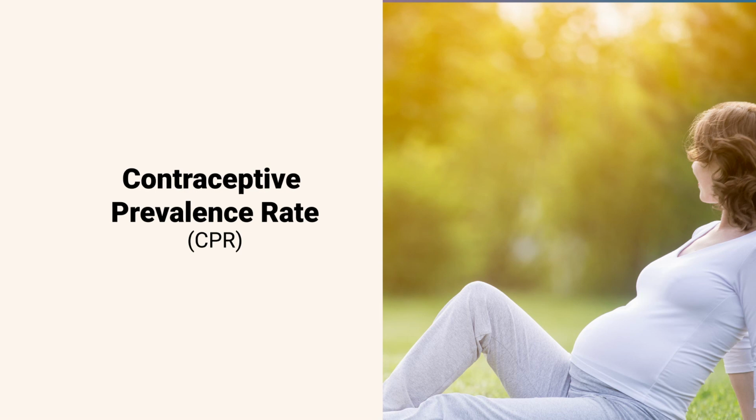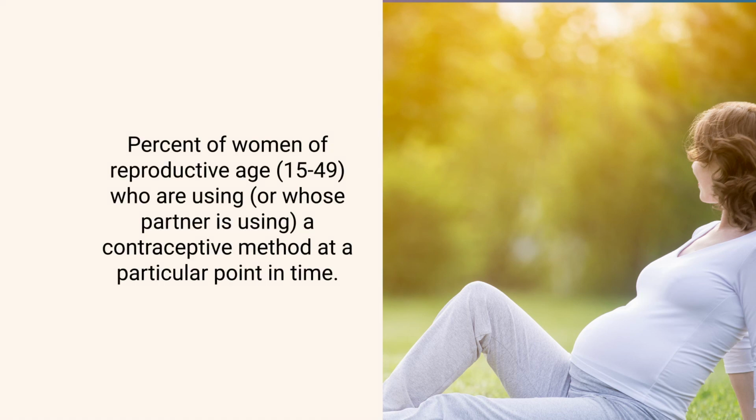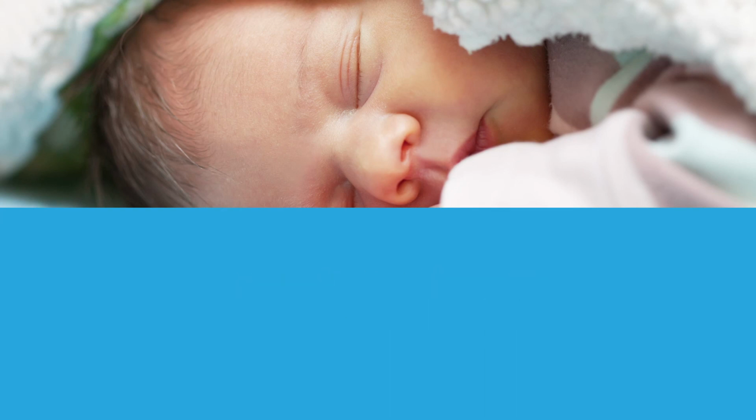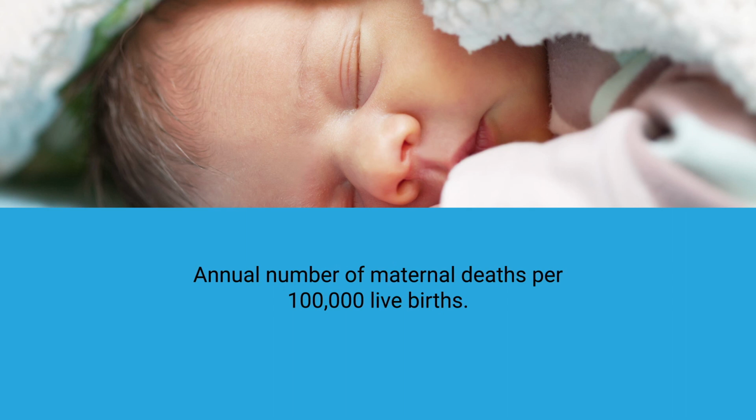Second is contraceptive prevalence rate: percentage of women of reproductive age group 15 to 49 who are using, or whose partner is using, a contraceptive method at a particular point of time. Maternal mortality ratio, that is MMR: annual number of maternal deaths per 100,000 live births. It's also one of the very sensitive indicators and it is being targeted, especially in our country.